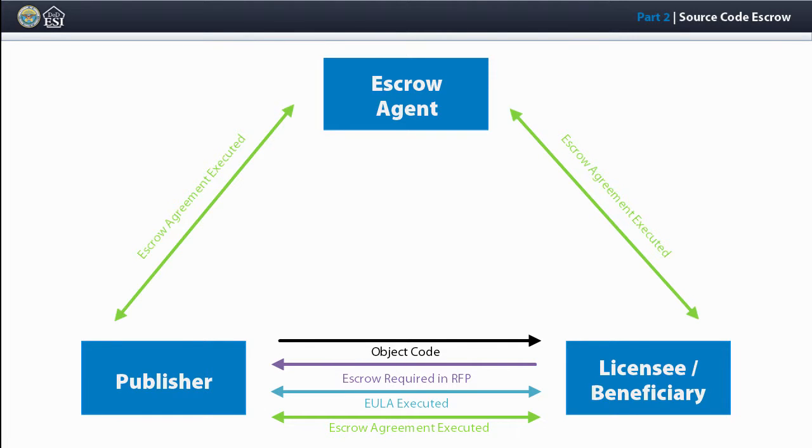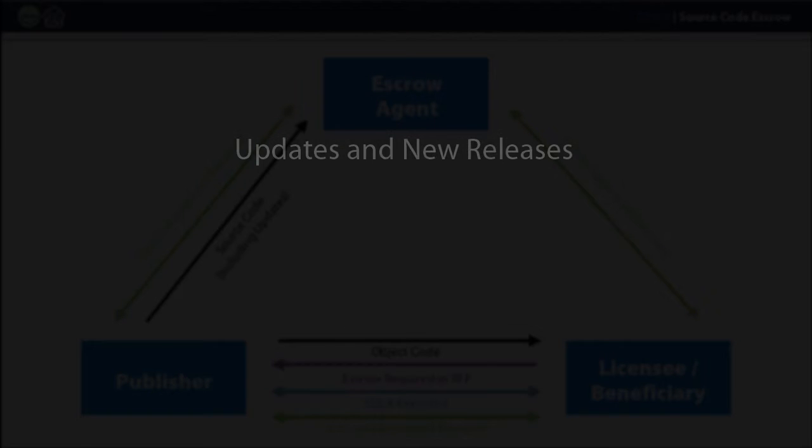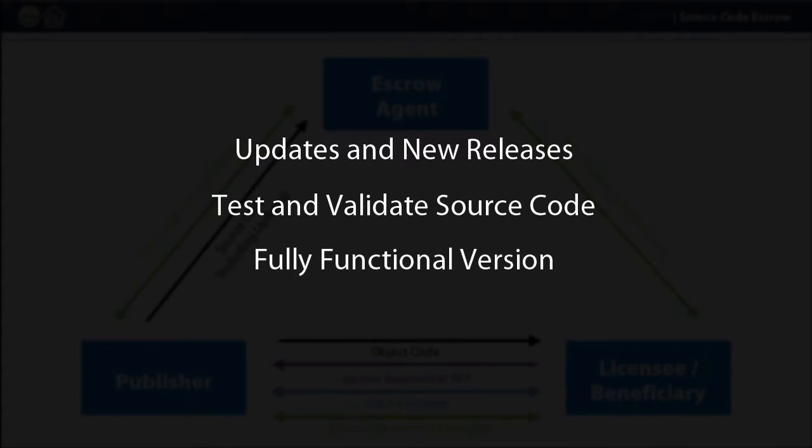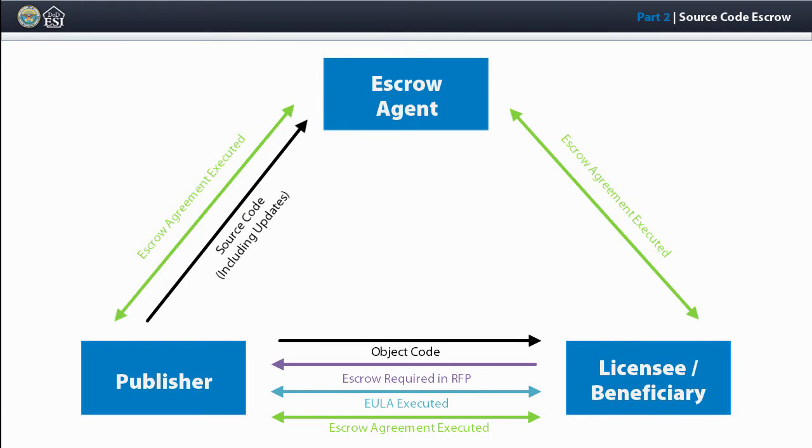Once the escrow agreement is entered, the source code is delivered by the publisher to the escrow agent. At this time, and whenever updates or new releases occur to the software, the source code held in escrow should be tested to ensure it functions just as the licensee requires, so that if a trigger event occurs and the buyer gets the source code from the escrow agent, they can be certain that the source code they receive is a fully functional version. Typically, a third-party expert will need to be paid to perform this authentication test.